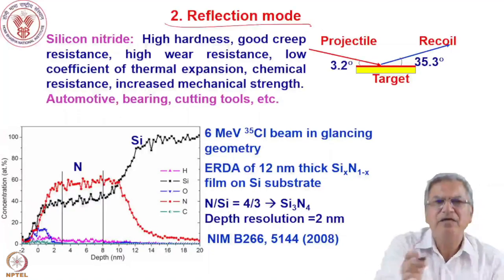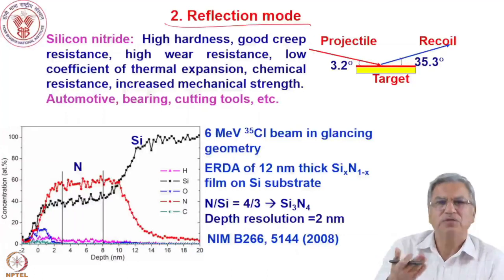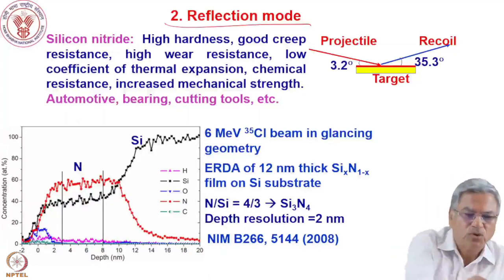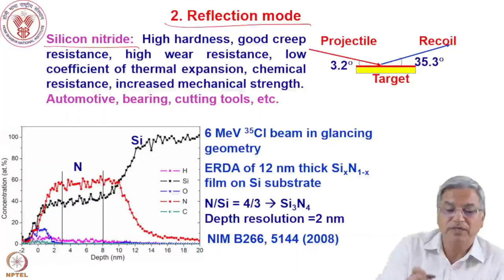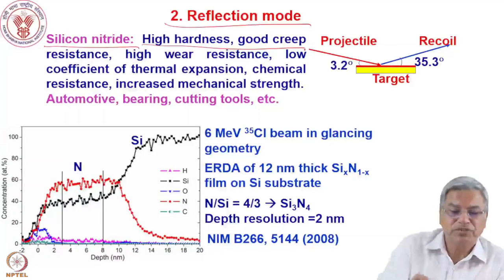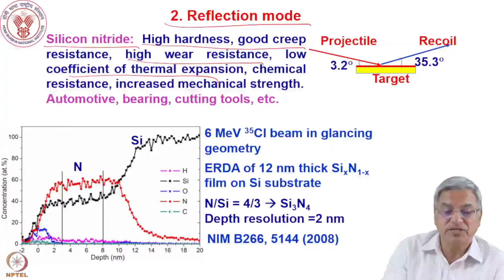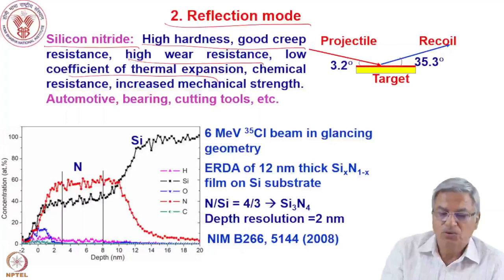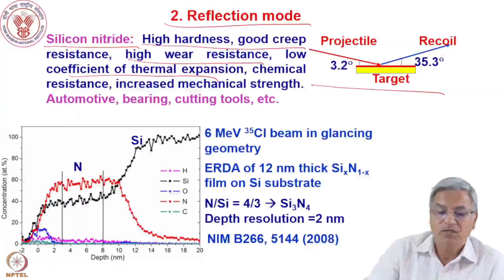Normally ERDA is studied in reflection mode, because you will have a thick target, micron thick, and you would like to know what elements are present as a function of depth. One example I am giving you is silicon nitride. It is a very technologically important material because of high hardness, good creep resistance, high wear resistance, low coefficient of thermal expansion, chemical resistance and increased mechanical strength, and finds applications in the automotive industry, bearings, cutting tools, etc. So in one of the studies, at a glancing angle, they studied the recoils from the target.